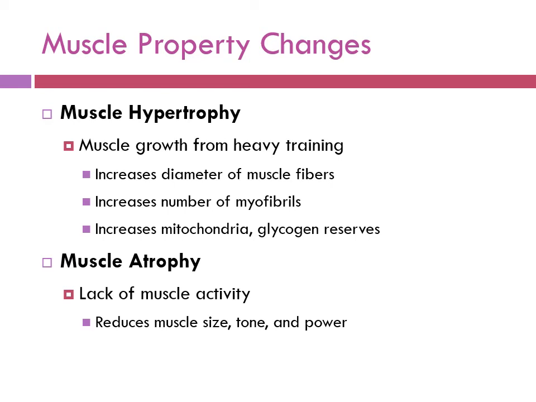Muscle hypertrophy is where your muscles are growing in size from heavy strength training. So we increase the diameter of the muscle, we increase the number of myofibrils, and increase the number of mitochondria as well as the glycogen reserves. So with a bigger muscle, the muscle is going to work better and last longer. Muscles also can atrophy through lack of activity. We reduce the size of our muscle, reduce the muscle tone, and reduce the power that we're able to generate.